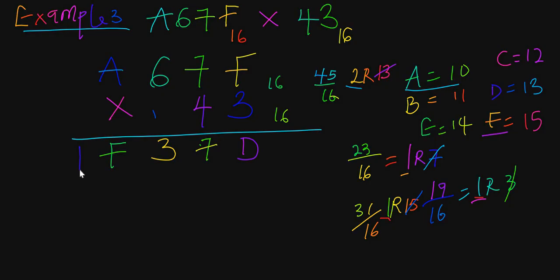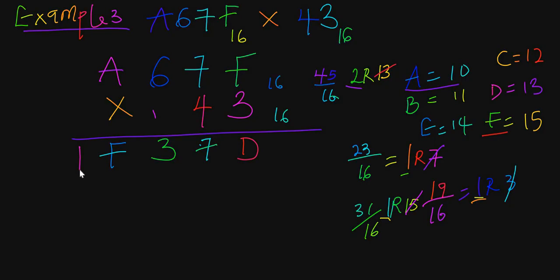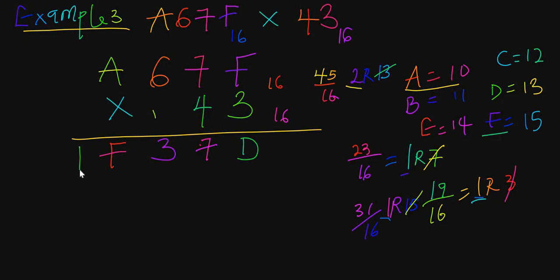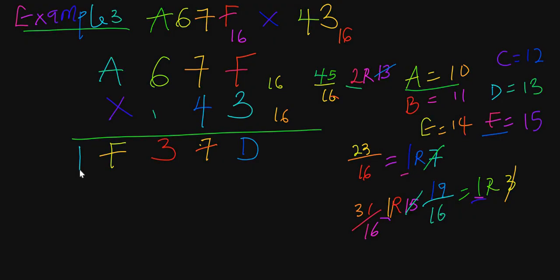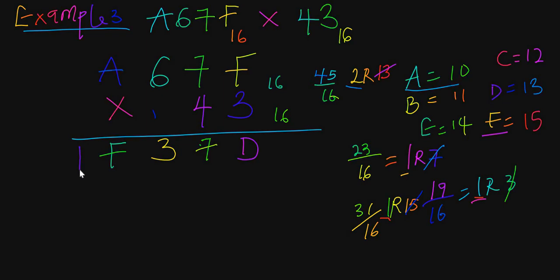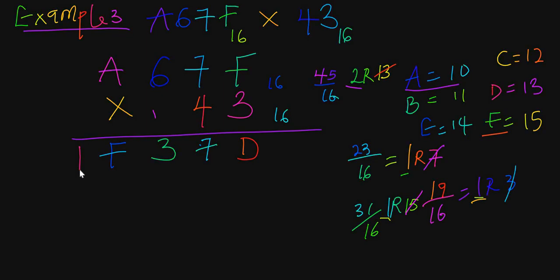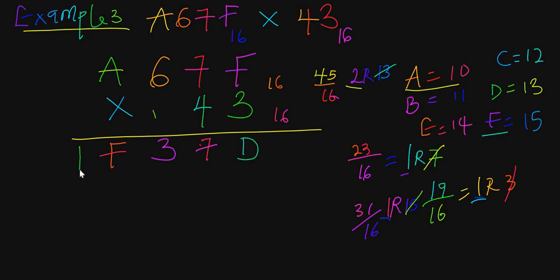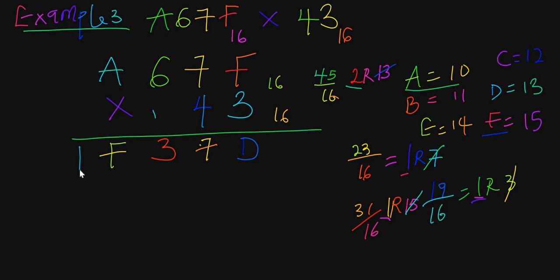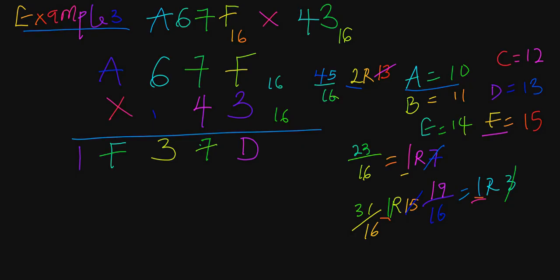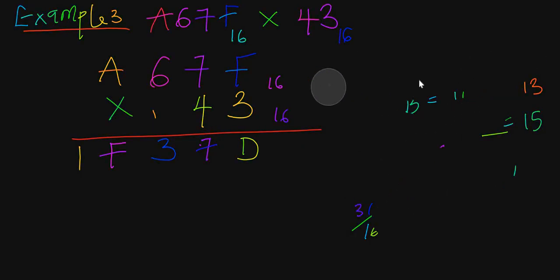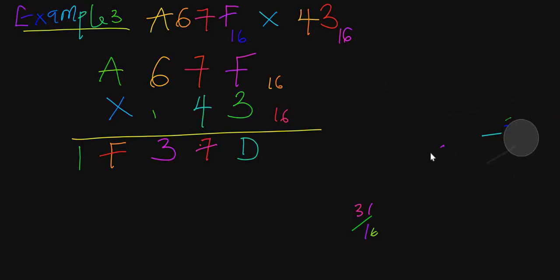So I'm going to repeat the same procedure, multiplying by 4 now. We have 4 times F. And don't forget, F is 15. So 4 times 15 is 60. But I cannot write 60 in base 16. Of course, I have to divide by 16. So I'm going to divide the 60 that I've gotten by 16 so that I can get the remainder.